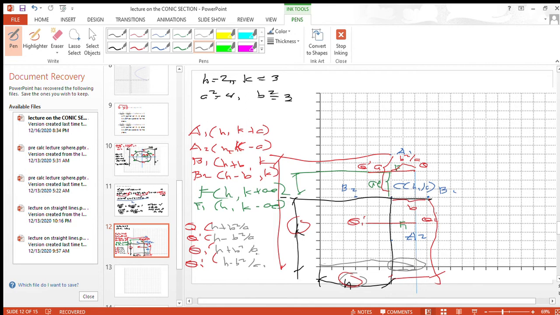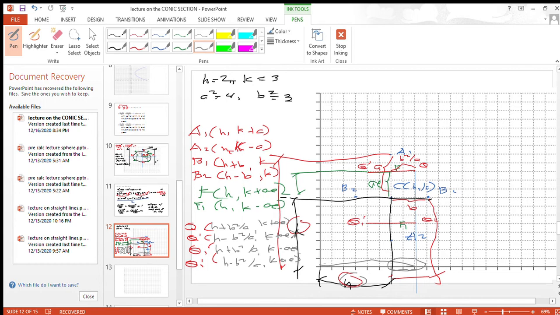Now, for the ordinates, look for the points aligned with them horizontally. Q prime is aligned with F. So, they have the same ordinate as F. K plus AE. K plus AE. This is below, K minus AE. So, there you have the points.